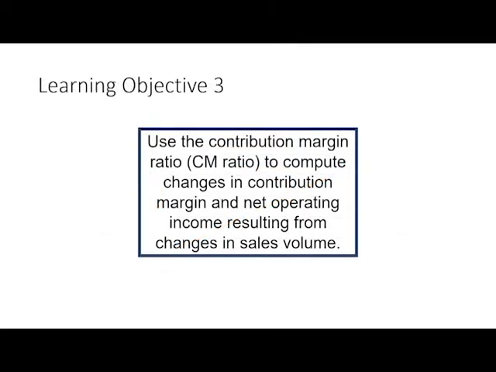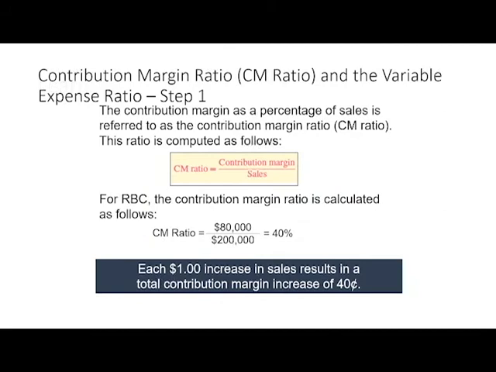So use the contribution margin ratio to compute the changes in contribution margin and net operating income resulting from changes in sales volume. So the CM ratio and the variable expense ratio. Contribution margin as a percentage of sales is referred to as the CM ratio, and this ratio is computed as follows: CM divided by the sales, and we get the CM ratio.